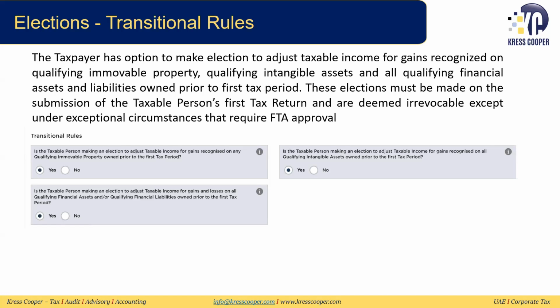So you need to be sure of what you are taking the election for. Like I said, it will ask you for the election for all three groups of assets. It will ask you for the qualifying immovable property. It will ask you for the qualifying intangible asset. It will ask you for the financial assets and liabilities. So you will need to make this election.